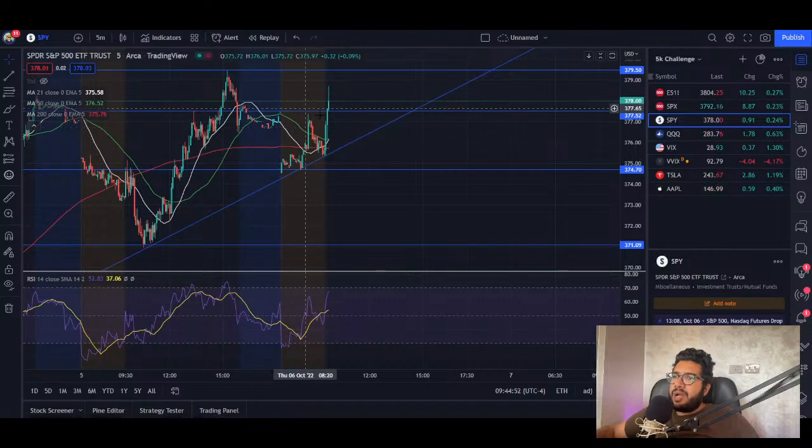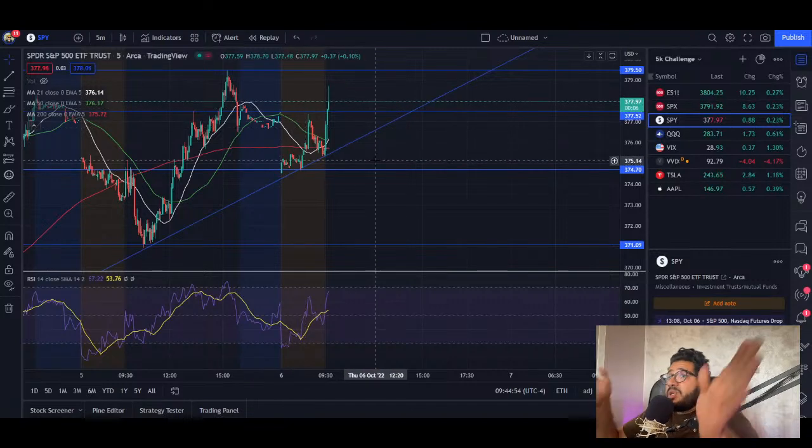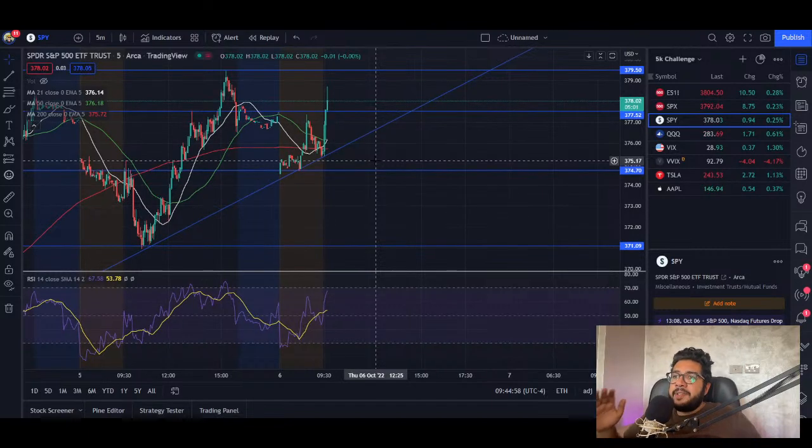We wait for a pullback. We wait for a retest. If we don't get the retest, we don't get the retest. It is what it is, right? If I don't get a retest, if I don't get a good entry and it runs up, fine, I missed it. A million more opportunities where that came from. The market is nothing but opportunities, right?